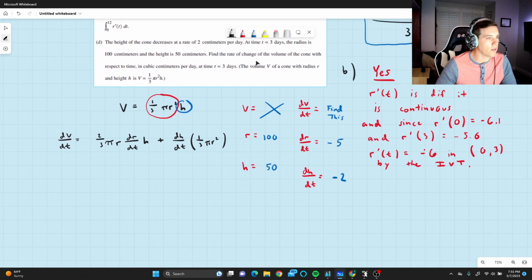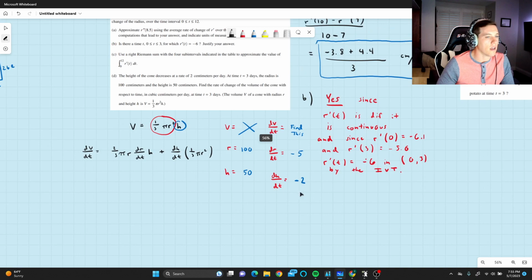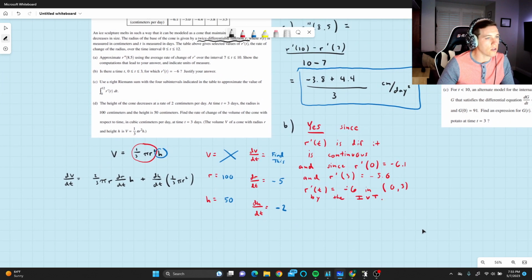Do they want units? Find the rate of change of the volume of the cone with respect to time in cubic centimeters per day. Well, they're giving you the units, but not units on this one. But remember, you're finding the rate of change, so it needs to be a rate. So it's centimeters per day. And plug it in. I'm just going to stop early, but you definitely need to plug it in.